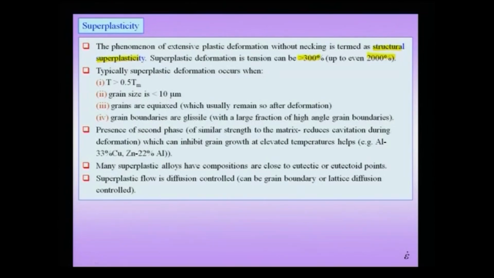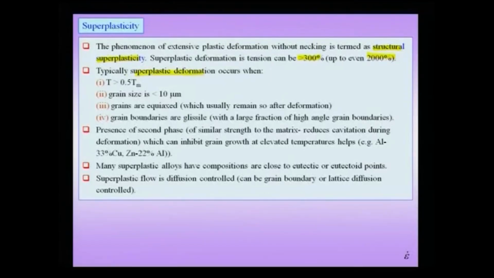That means this is really a drastic effect, and as we shall see later, in nanocrystalline solids or bulk nanocrystalline materials, we expect that this effect is going to be enhanced. Typically superplastic deformation takes place when the temperature is high and when the grain size is less than about 10 microns. That means we are not really talking about nanoscale grain size, but micron scale grain size.